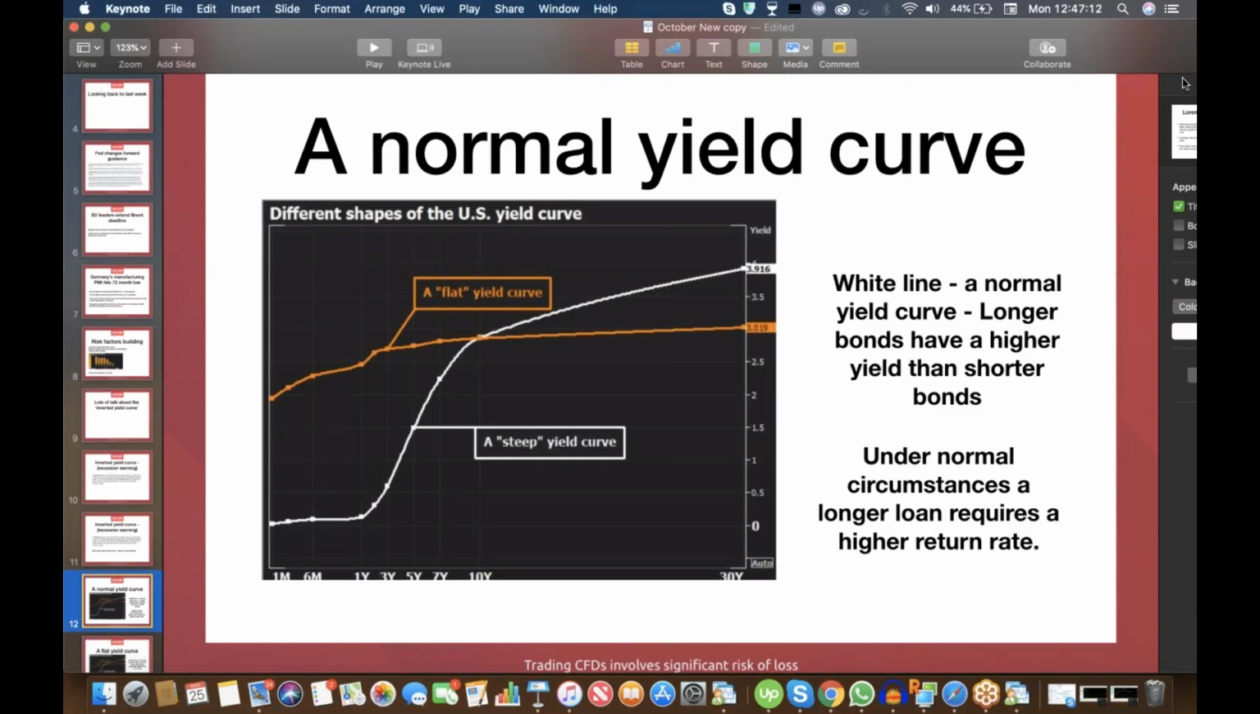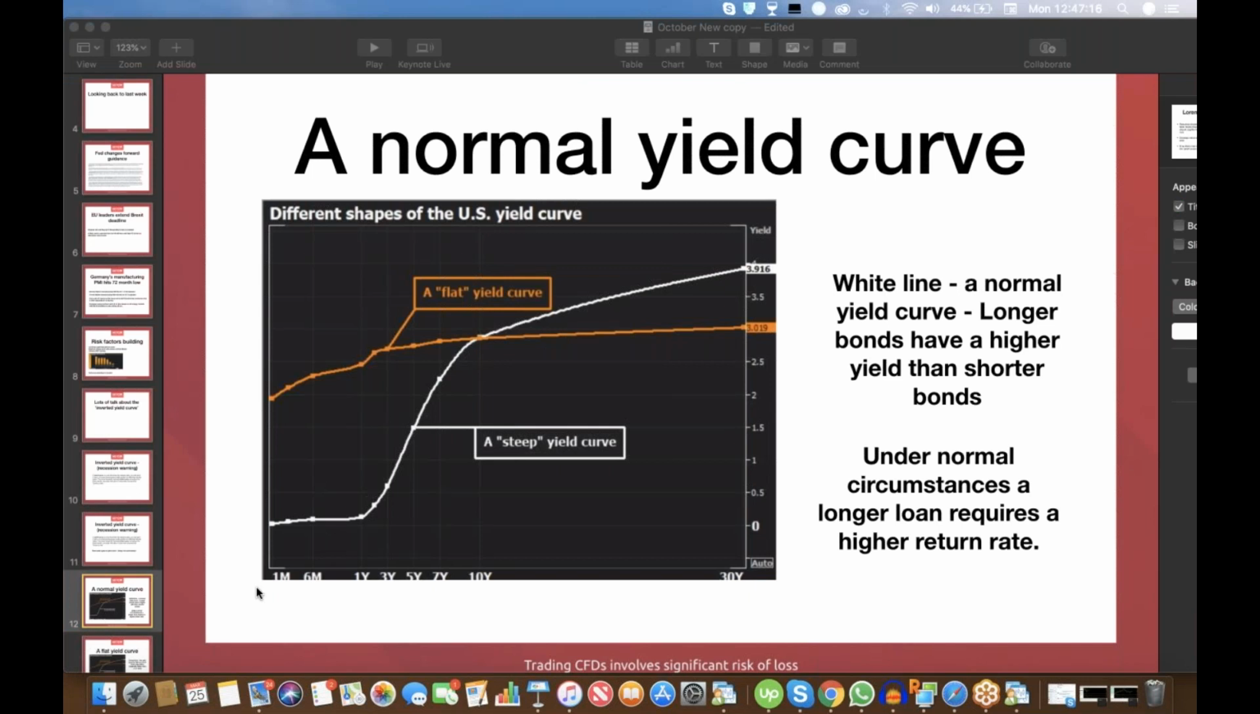This is a normal yield curve. Having a little look, to explain here: so here's 1 month, 6 month, 1 year, 3 year, 5 year, 7 year, 10 year, and 30-year bonds. Remember, this is just the length of the loan. For 1 month, that's lending money for 1 month, it has a yield just above naught. A 3-year bond in this chart has a yield of about 0.75%. But if you're prepared to lend someone money for 30 years, on this chart, it's a 3.916 yield.